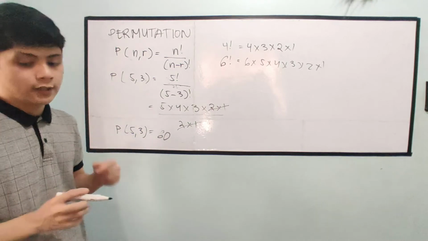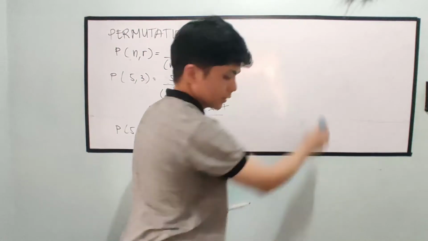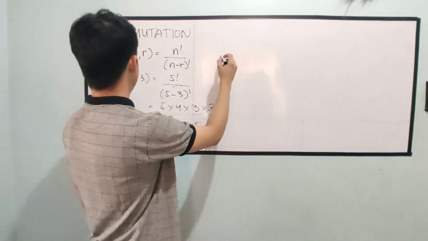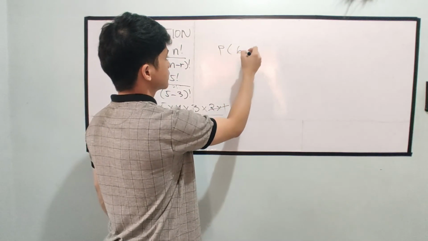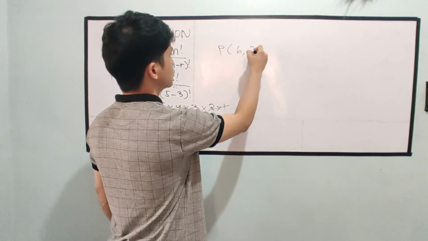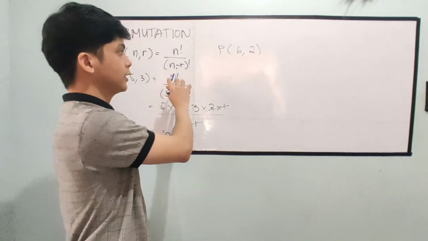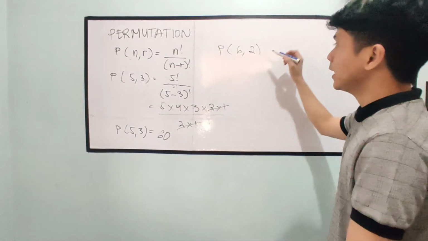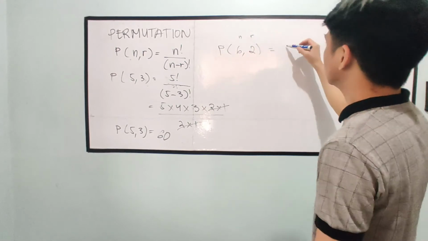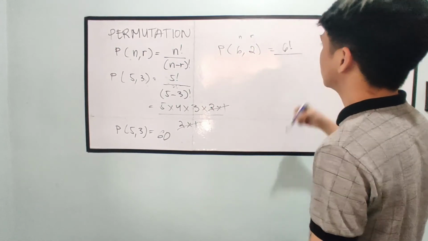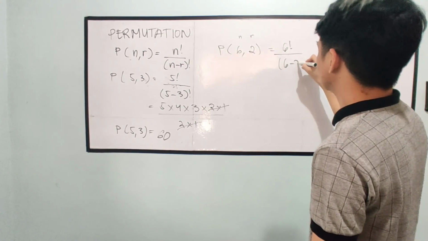Okay? Another example. Permutation of 6 taken 2. So again, gagamitin lang natin yung formula n factorial. So n natin is 6, r natin is 2. 6 factorial over n minus r, 6 minus 2. Okay?